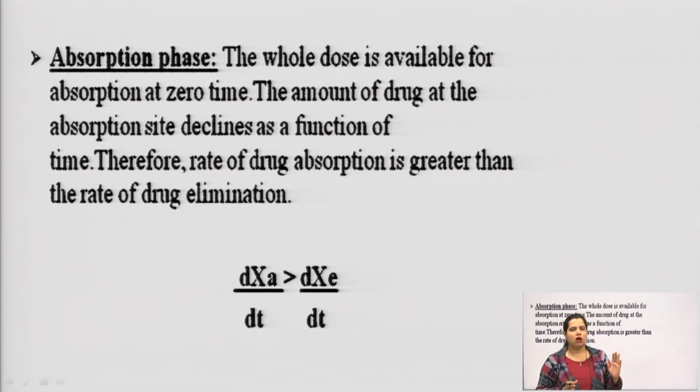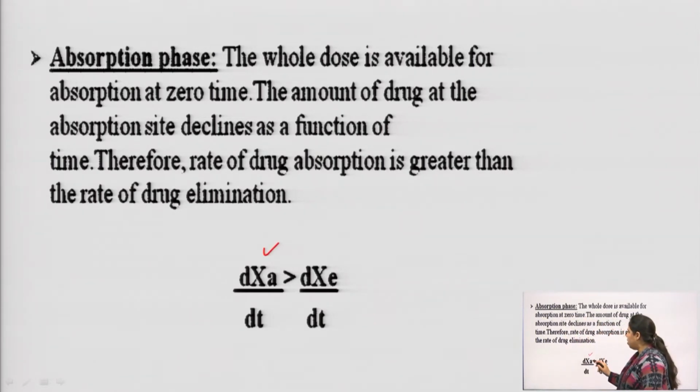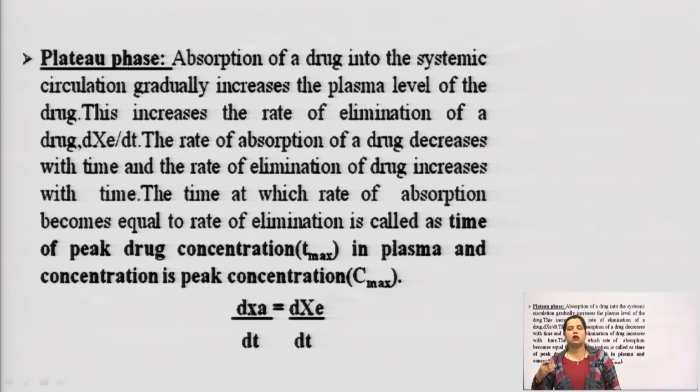As time passes, the absorption rate will become lesser than the elimination rate. This means at initial times the absorption will be high, whereas elimination will be comparatively low, but as time passes the elimination of that particular drug will be higher as compared to absorption. Therefore, at this stage the rate of drug absorption is greater than the rate of drug elimination. So, this equation represents that the absorption rate is greater than the rate of elimination at that particular point of time.